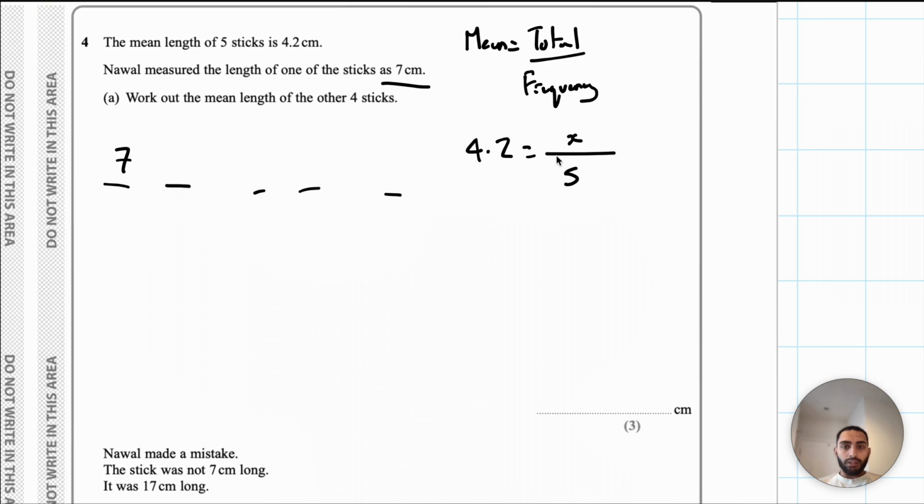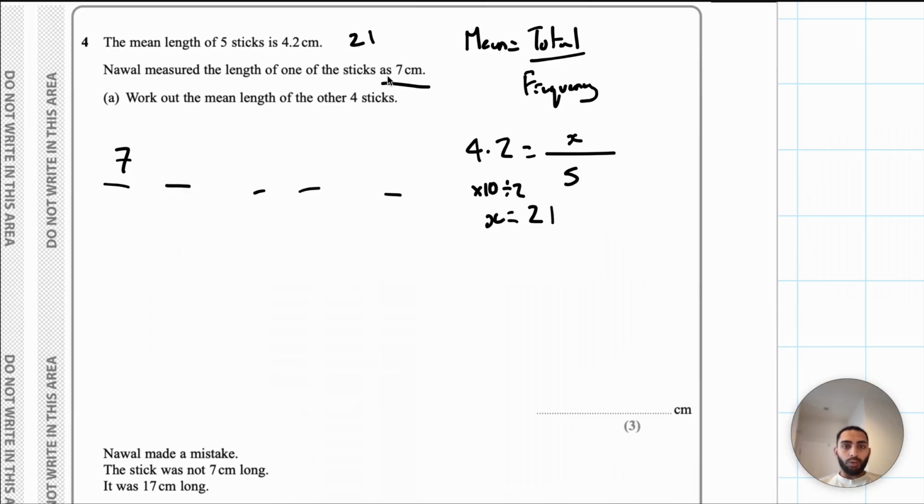So all we need to do here, to get x on its own, we multiply both sides by 5. So we're doing 4.2 times by 5. Quick way to do that, you could times it by 10 and then divide it by 2. So 4.2 times 10 is 42, and divide it by 2 is 21. So we know that the total of all of these will be 21.